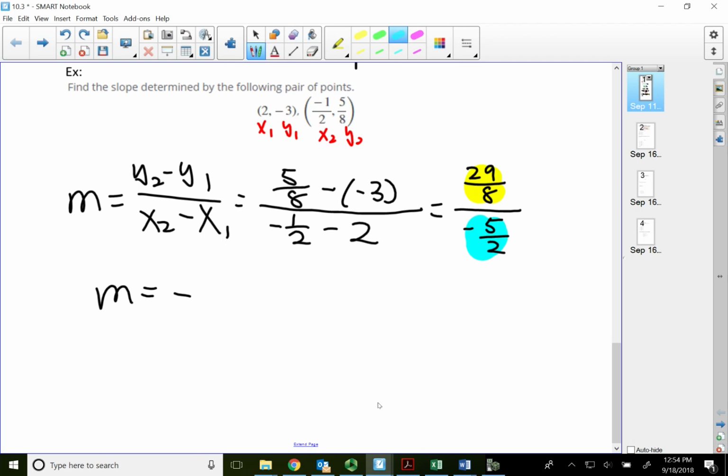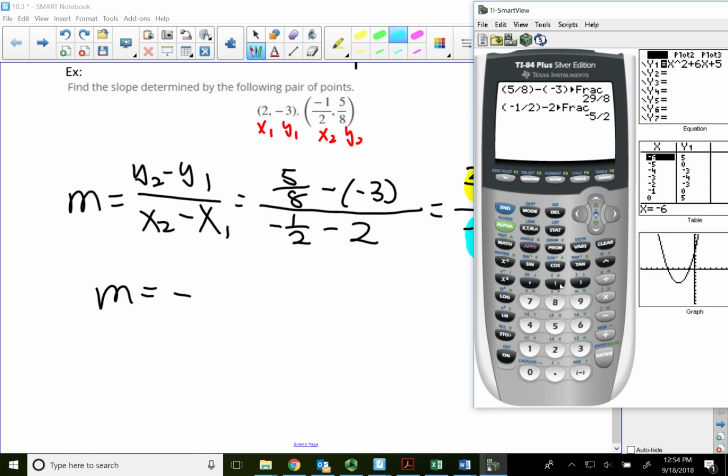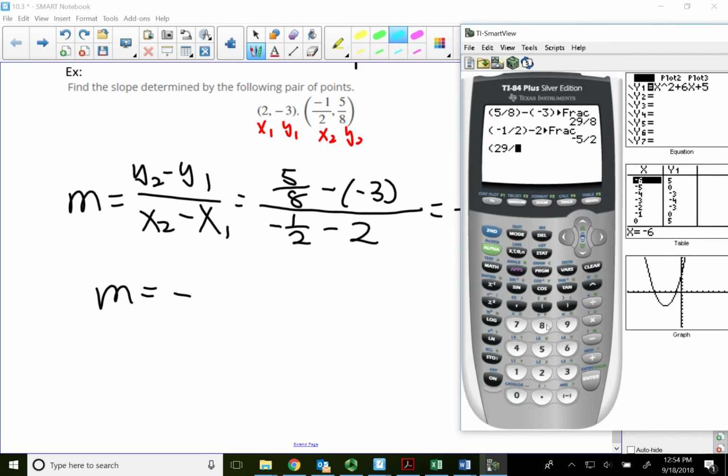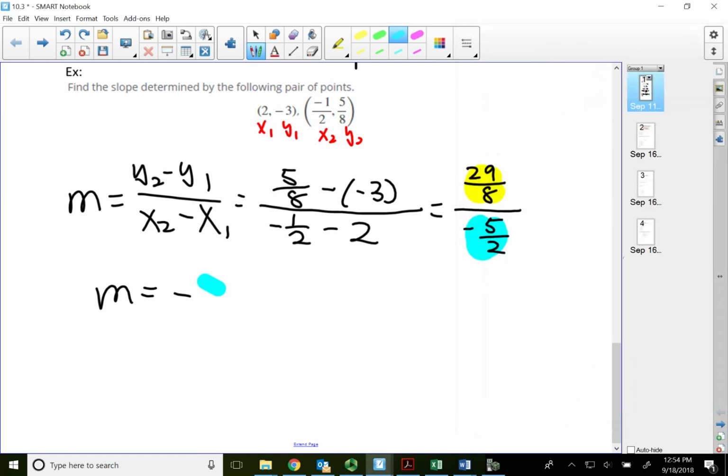Okay, so let's put that in the calculator real quick. So top, parenthesis, 29/8, close parenthesis, divided by, open parenthesis, -5/2. Close it. All right, go to convert into fraction using your calculator. That will be -29/20. -29/20. There you go. All right, that will be my slope.